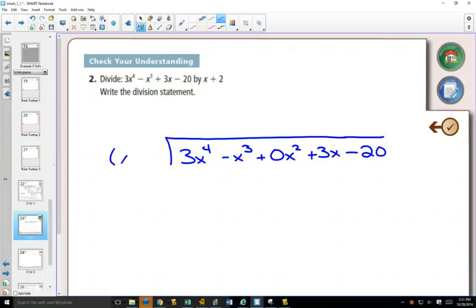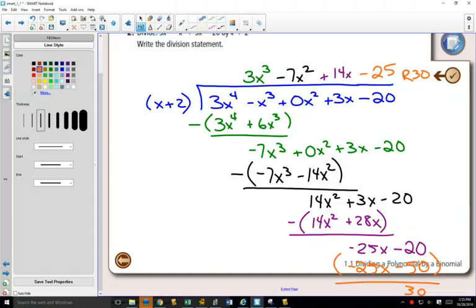We're dividing by x plus 2. And what do we get? Well, we look at our first term, 3x to the 4. What would I have to multiply x by to get that? A 3x cubed. I'm going to let you finish it off from here, and I'll put the answer up in a bit.